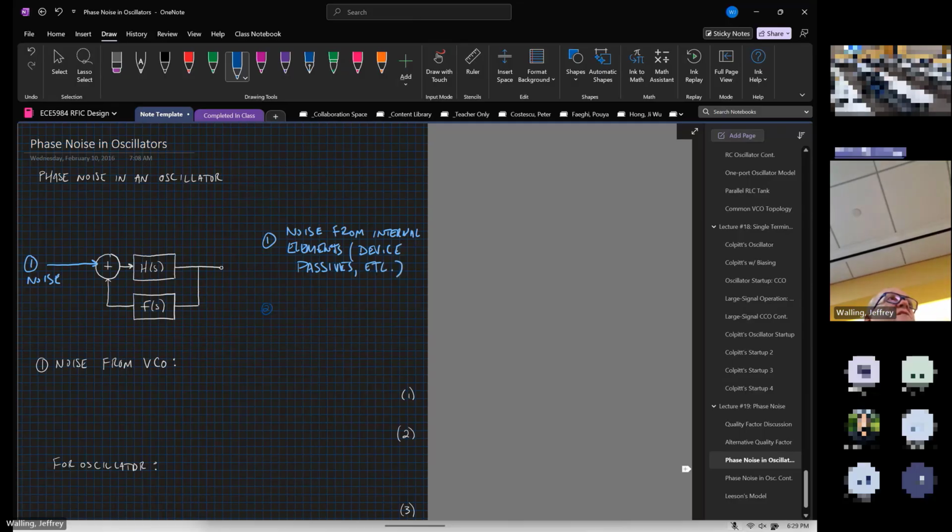So we have noise from our internal elements, and then we're going to add noise externally. Now I'm going to show this coming from, say, a control voltage if we were making this a VCO, but it could also come from the power supply, for instance.